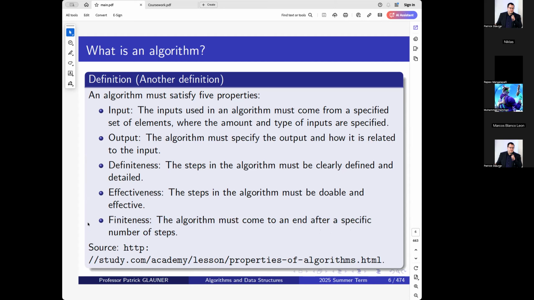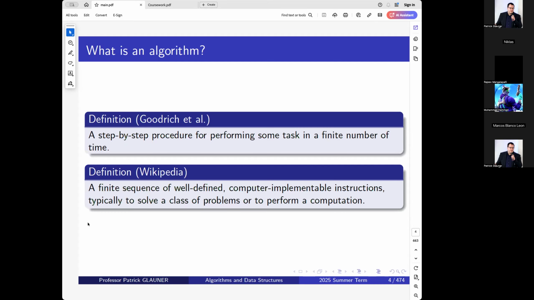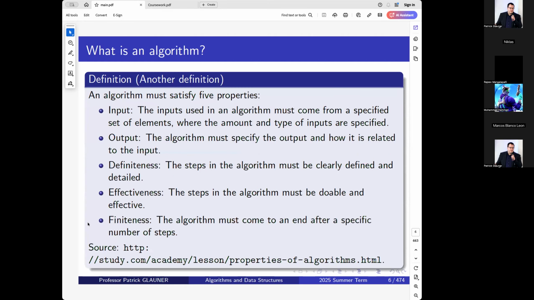I'm not saying that any of these definitions is fully wrong or fully right. It's just to show you a selection of how other people would define what an algorithm is. And you see all of these definitions have something in common, but also some differences. And this one is certainly the longest one.